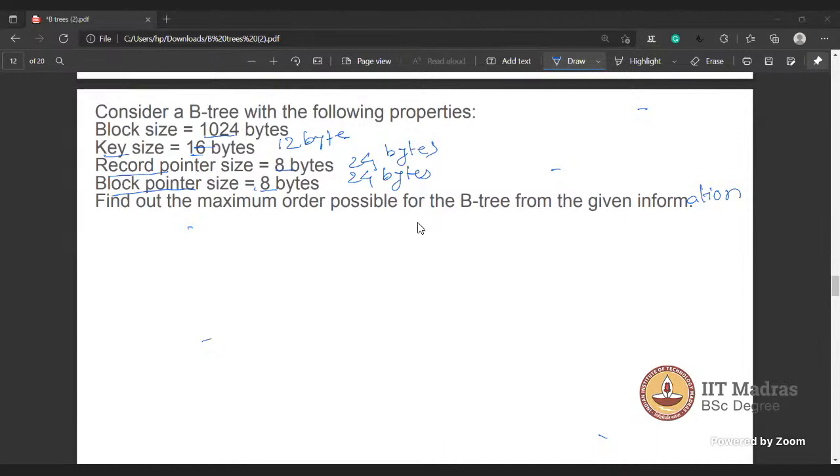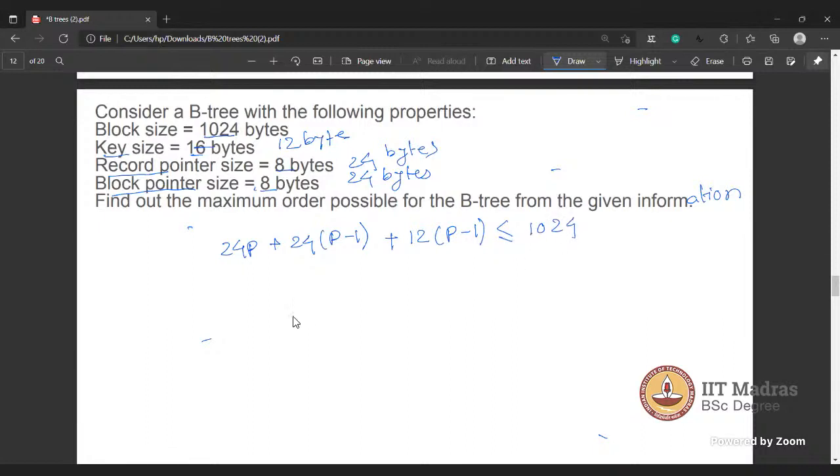So I think most people got it. Can anyone help me write the equation? The inequality equation, sir? Yes. Sir, it was 24p plus 24 into p minus 1, plus 12 into p minus 1, less than or equal to 1024.